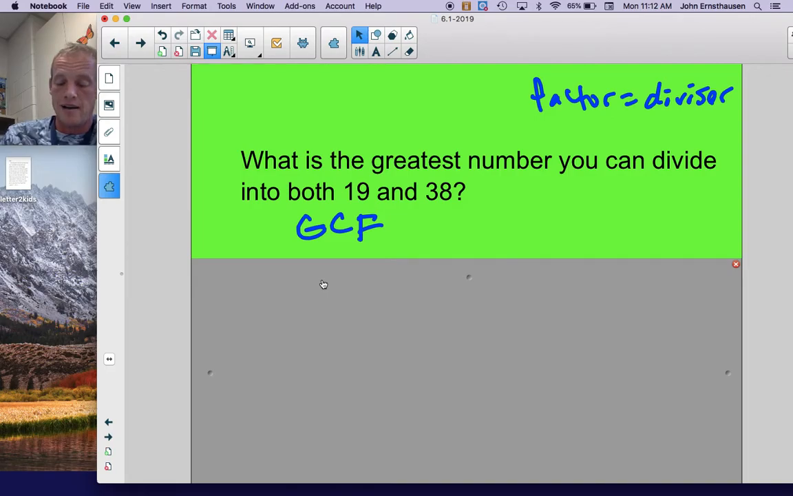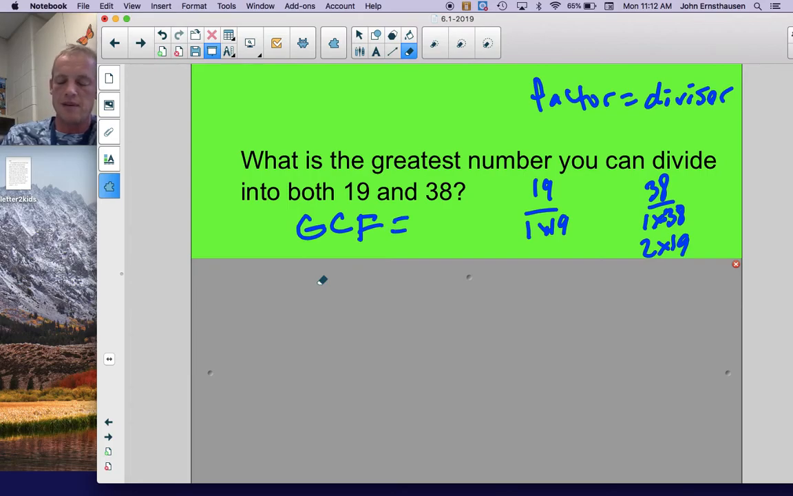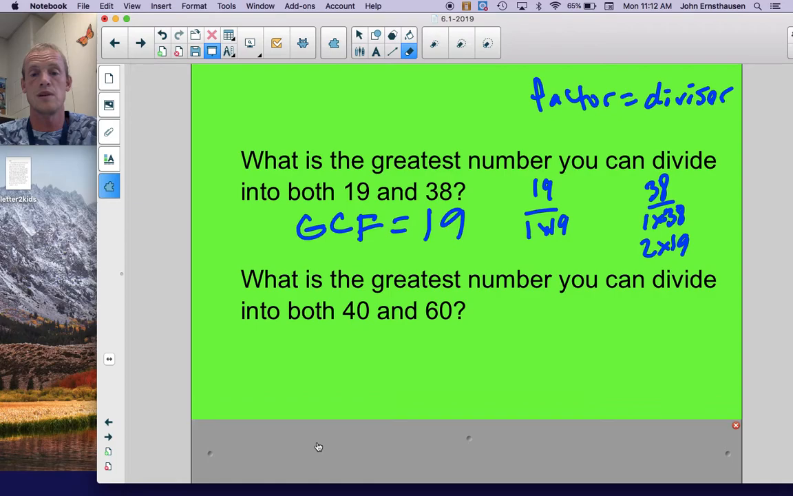Okay, you're back. So if I make my list here, 1 times 19, 19 is prime, 38 is not. Sorry about that. Let's erase that. It wouldn't be 1 times 19. It would be 1 times 38. 2 times 19. The GCF here, the biggest one in common, would be 19. That's the biggest number that can go into both evenly. Okay, for the next one, you try this one and then pause the video.